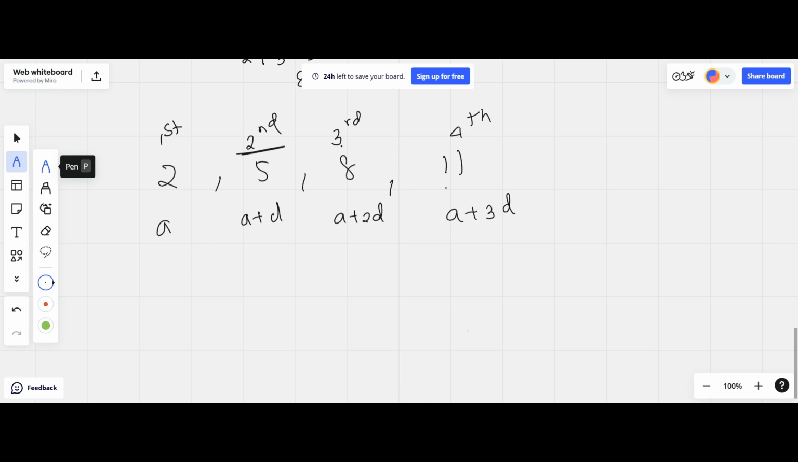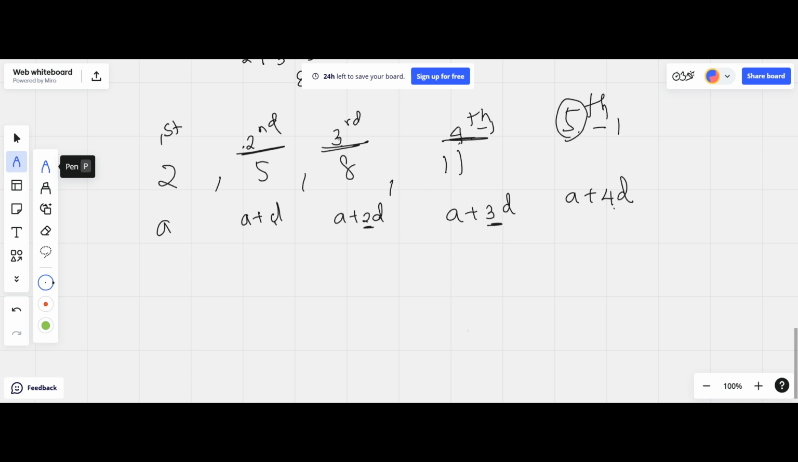So what can you see? If it is the second term, there is 1d. If it is the third term, there is 2d. If it is the fourth term, it is 3d. So let's say the fifth term, what will it be? a plus 4d. So you have to minus 1 and put 4d. For the fourth term, you minus 1 from 4, that is 3, so 3d.